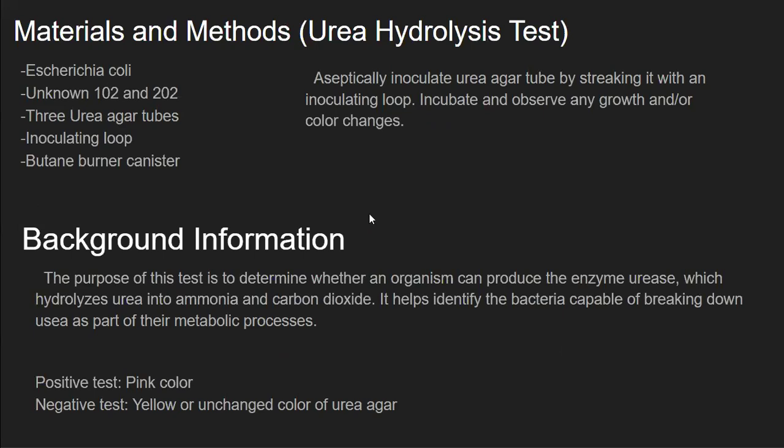The materials and methods for the urea hydrolysis test. These are the materials. Aseptically inoculate a urea agar tube by streaking it with an inoculating loop. Incubate and observe any growth and or color changes.